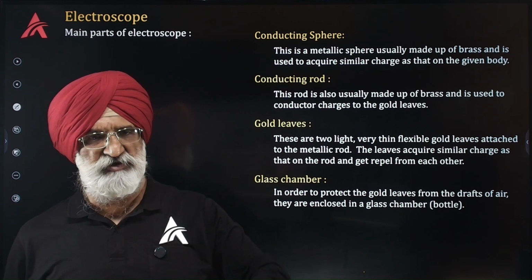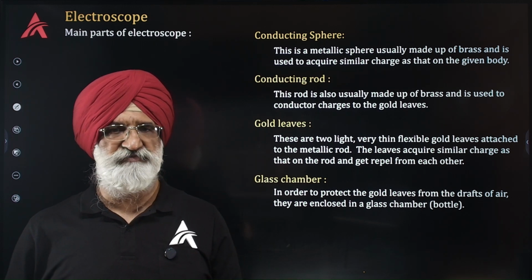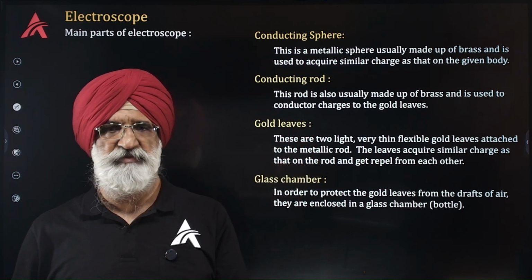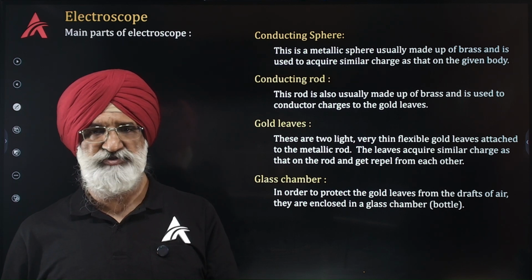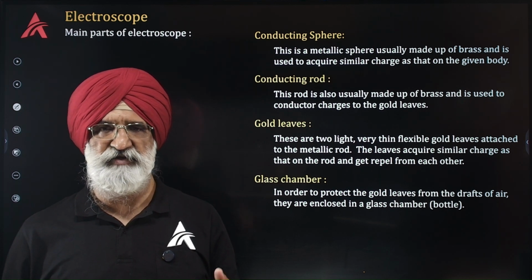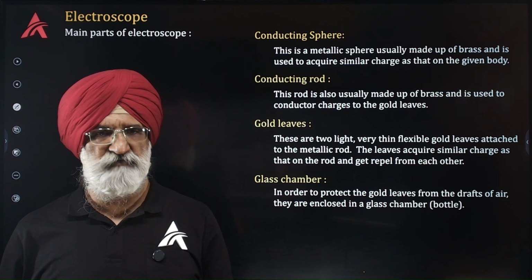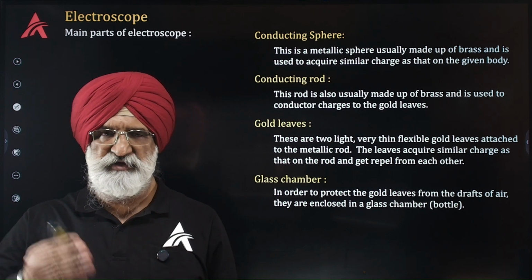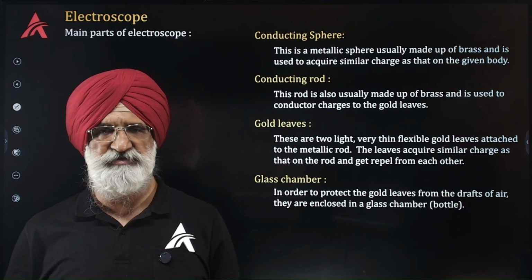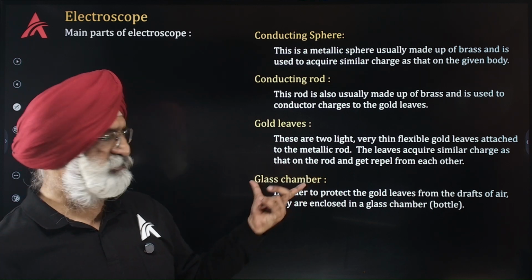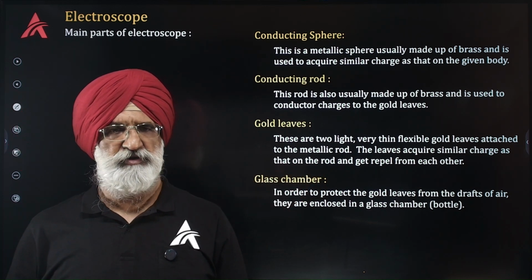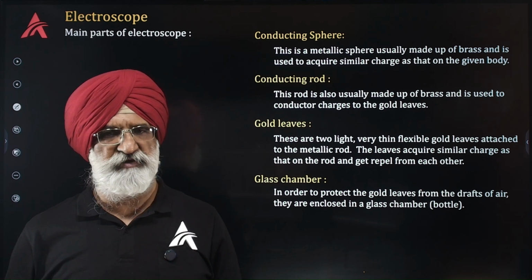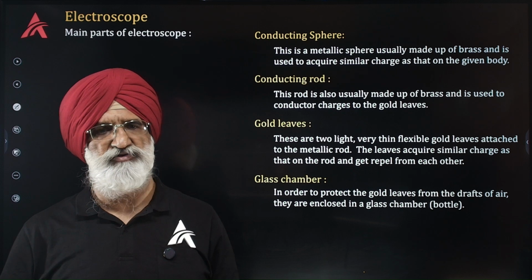And this brass rod is attached to two gold leaves. Now these gold leaves are attached to the rear end of the brass rod. These two leaves are very flexible, they are very light, and they are made up of gold. Why do we choose gold? Because gold is highly malleable. It can be beaten into very thin sheets. Then the last part is the glass chamber. So we are protecting the gold leaves from the drafts of air so that the air should not disturb these leaves.